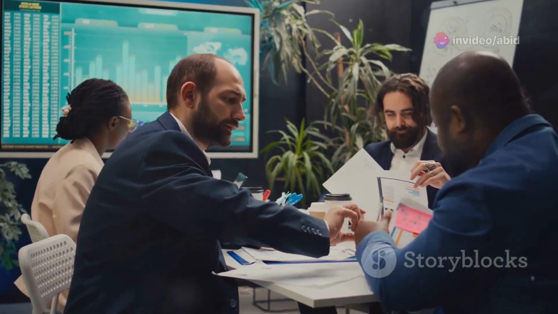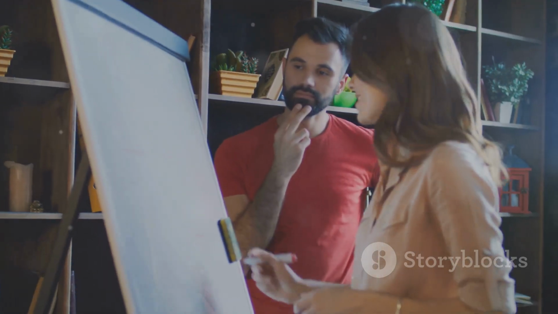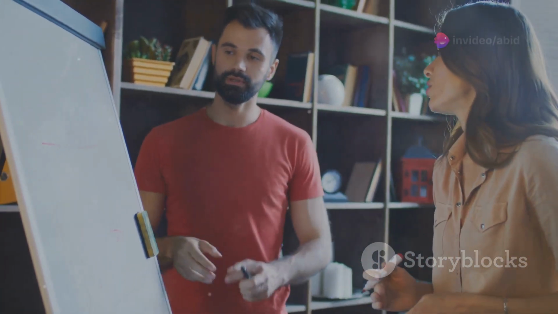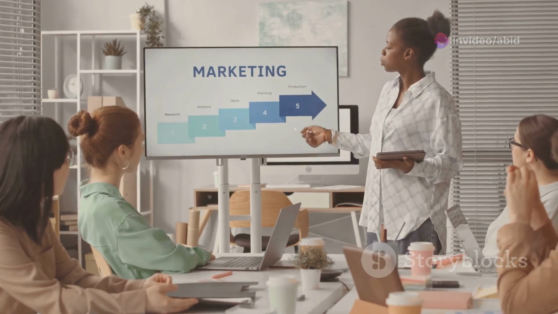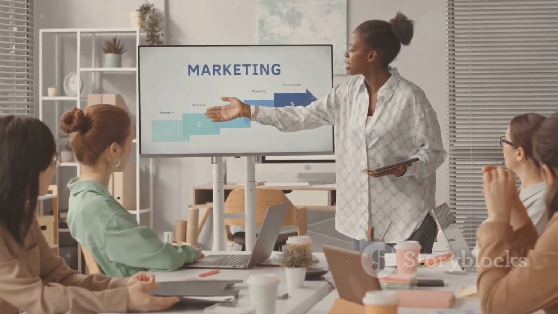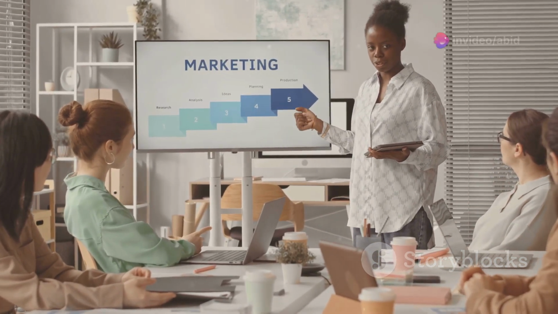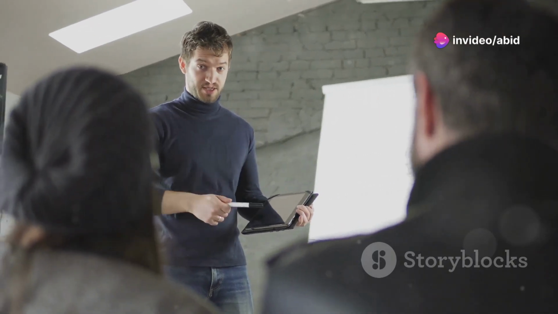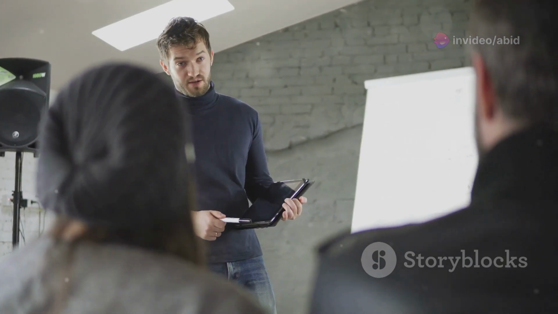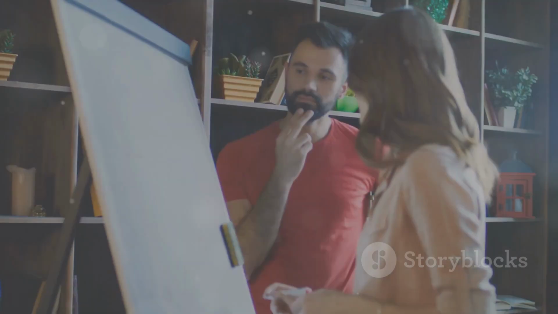Now that you understand the what and the why of digital marketing, let's explore the how. There are numerous types of digital marketing strategies, each with its strengths and ideal applications. Some of the most popular and effective types include content marketing, search engine optimization (SEO), pay-per-click (PPC) advertising, social media marketing, email marketing, and affiliate marketing. Don't worry, we'll delve into each of these in more detail throughout this video, so you can determine which strategies align best with your business objectives.